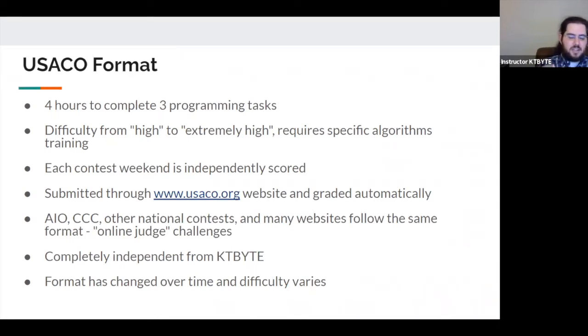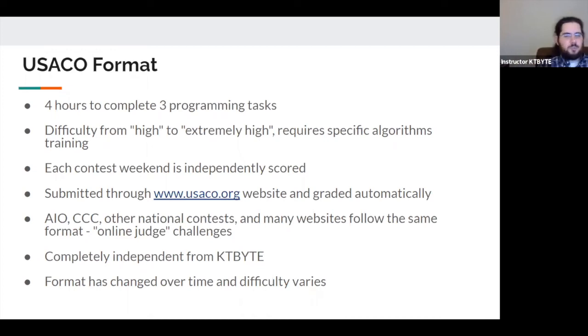I mentioned the idea that it's independently scored each contest. So basically, if you don't do well on your December contest, don't worry about it. Move on, get ready for the January one. You might do really well there, and that can qualify you for the next division just fine.